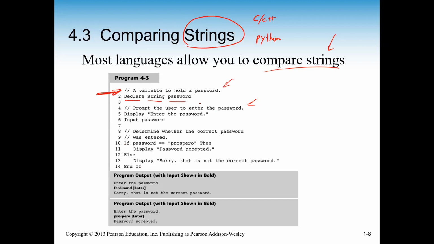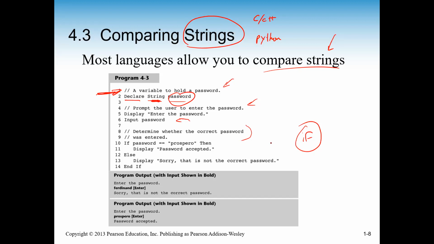Although in Python we don't have to declare a data type, in other programming languages we may need to. So, declare string password. Then we have a prompt to tell the user to enter the password, so display enter the password, and then input to the variable password itself. After that, we perform our new idea. Usually I'll shorthand the whole decision structure, which is kind of long, and refer to it as just if. So here we have our if statement, determine whether the correct password was entered.